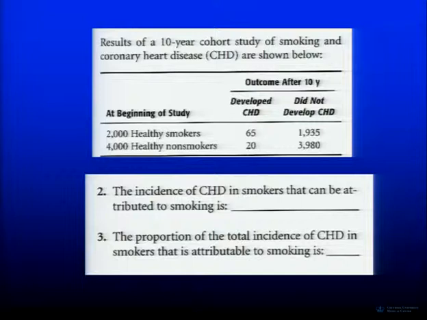So the proportion is just doing the same thing. It's the 32.5 minus 5, and then you always divide by the 32.5. And so that answer is going to be 85%. So it's the incidence in the exposed minus the incidence in the not exposed divided by the incidence in the exposed, and that's the proportion of incidence. So everyone clear on how we got these?